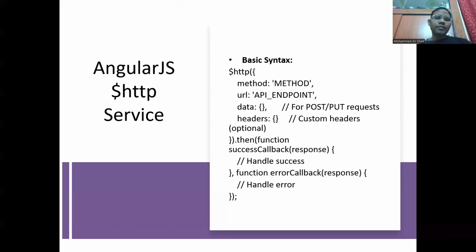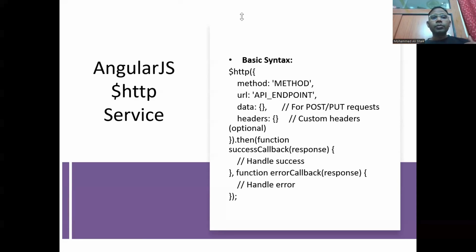Then we are going to implement the function call, that is on success, a callback function. What is the response you want to do? When it is an error, what is the response you want to do? So this is somewhat the structure of the basic syntax of the $http service. So let us see one example program for each, that is for get, post, put, and delete operations one after another. Then we'll move forward to the next slide, that is $q.